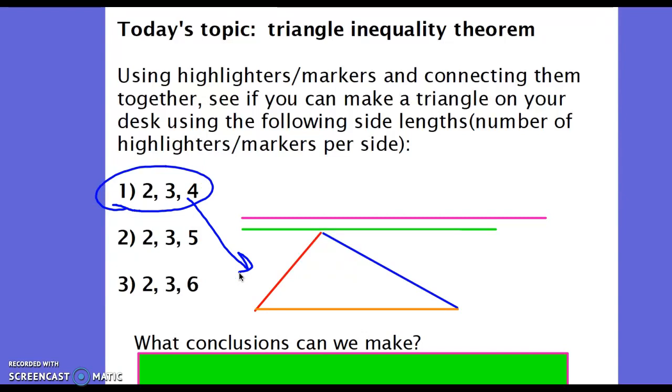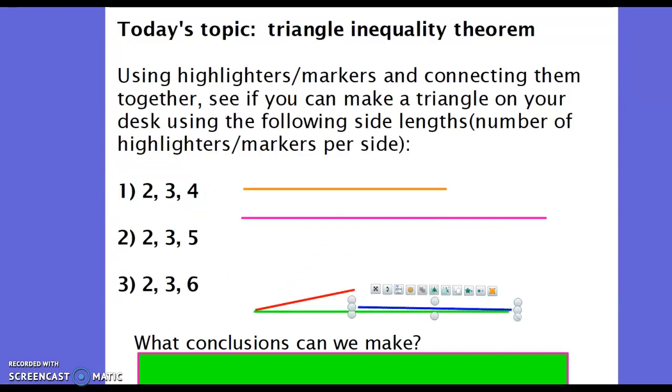This time what I want you to do is keep your side that has 2 markers together and the side that has 3. In this case, for me, it'd be my red and my blue. And now make a side that has 5 markers hooked together, and I'm going to use my green line. Let's see if we can make a triangle out of those 3 side lengths. Hit pause and hit continue when you are ready.